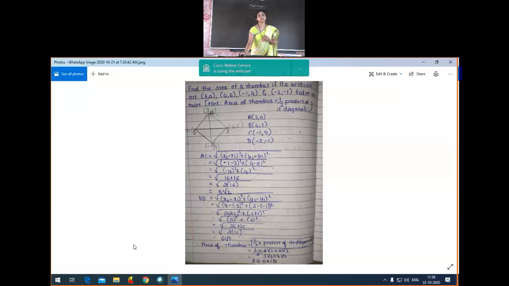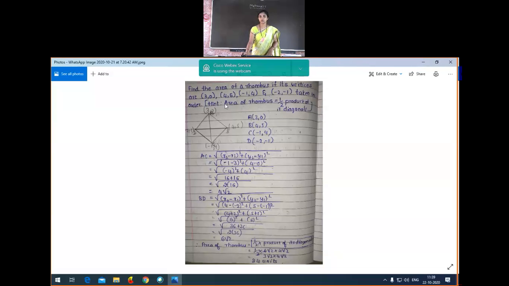Yes. Now the last question is actually: find the area of a rhombus. Area we have to find out. Find the area of a rhombus if its vertices are 3, 0, 4, 5, minus 1, 4 and minus 2, -1 taken in order.